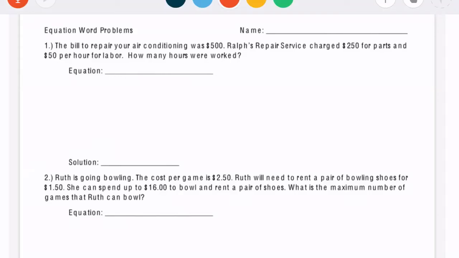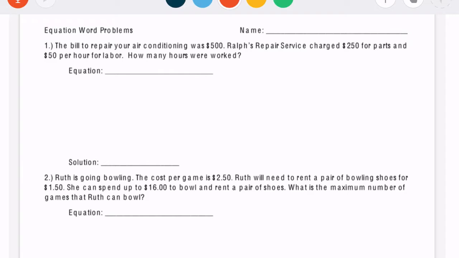Hello everyone. Today's video is going to be on equation word problems. So the cool thing about word problems is they are really applicable to real life. As you can see, these are situations that could happen to you at some point.